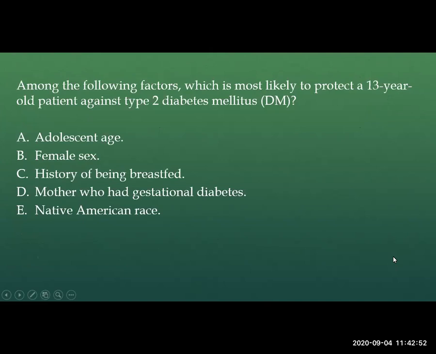Right. Among the following factors, which is most likely to protect a 13-year-old patient against type 2 diabetes? Being an adolescent, female, history of being breastfed, mother who had gestational diabetes, or being Native American? C. Exactly, because all of the other ones we talk about as being risk factors. History of being breastfed has actually been shown to be somewhat protective. I don't know how protective it is, but out of all of these, this is the only one that's not a risk factor.